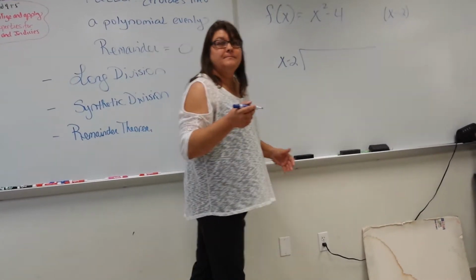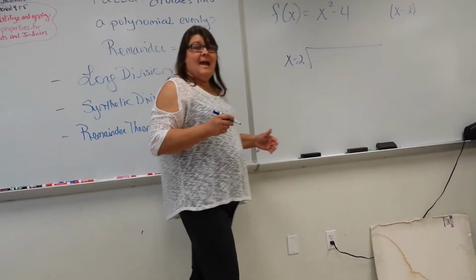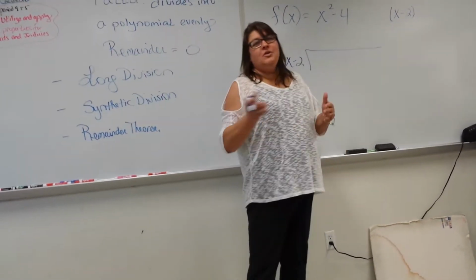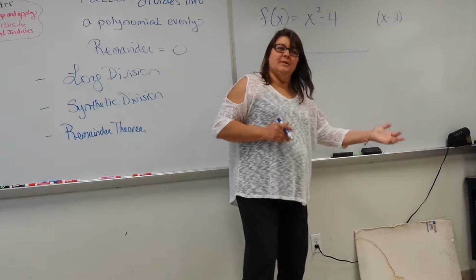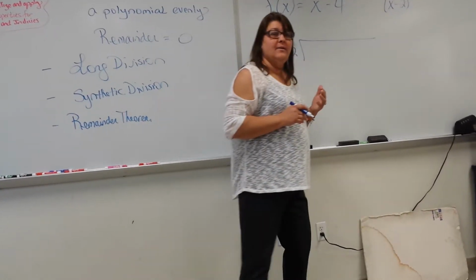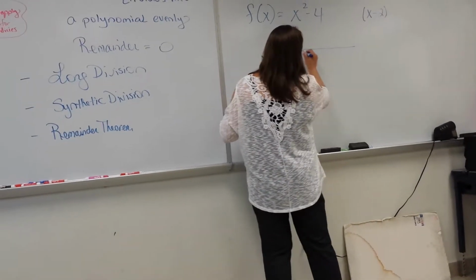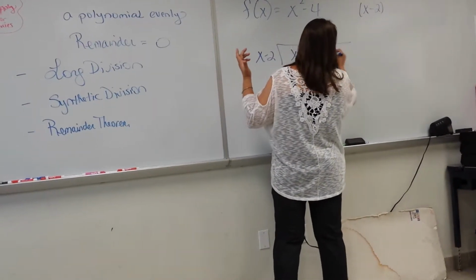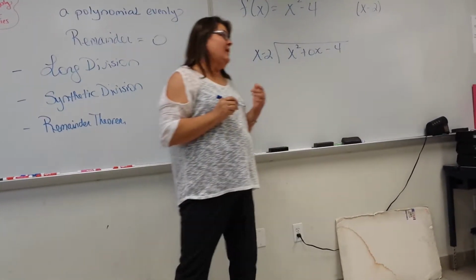Did you do x minus 2 because it's a factor? I did. I wanted to show you one that works, and then one that doesn't work. You know what I mean? We're going to use one that's familiar to us first, so we can see how that works. So we have x squared plus 0x minus 4. Do you understand what I just did?